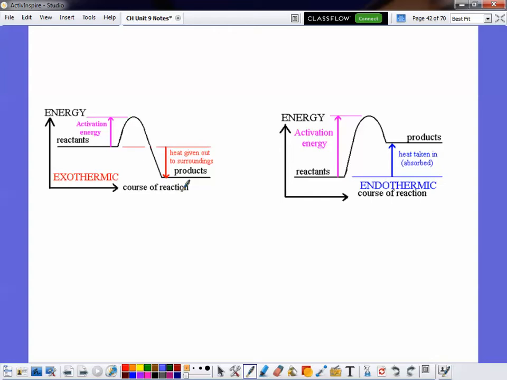Endothermic still has that activation energy, and we're still getting energy back out, but we're getting out less than we put in. And notice how we have an overall increase in energy. So it's endothermic. It's increasing, it's adding, it's absorbing energy. Okay. Make sure you are familiar with these graphs. All right, you have nothing to write from here.